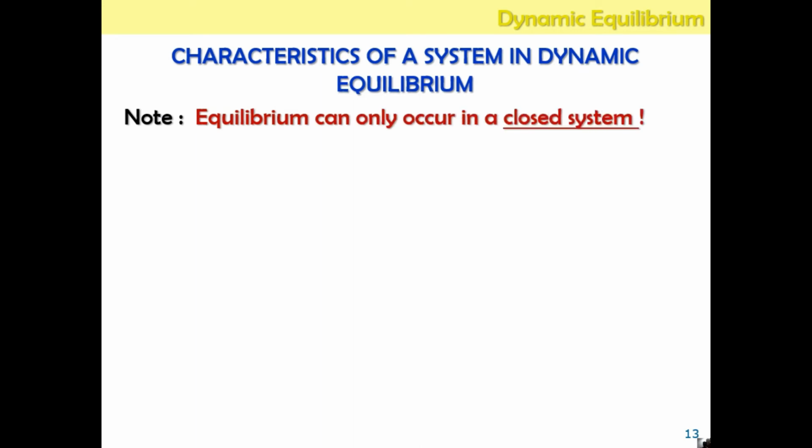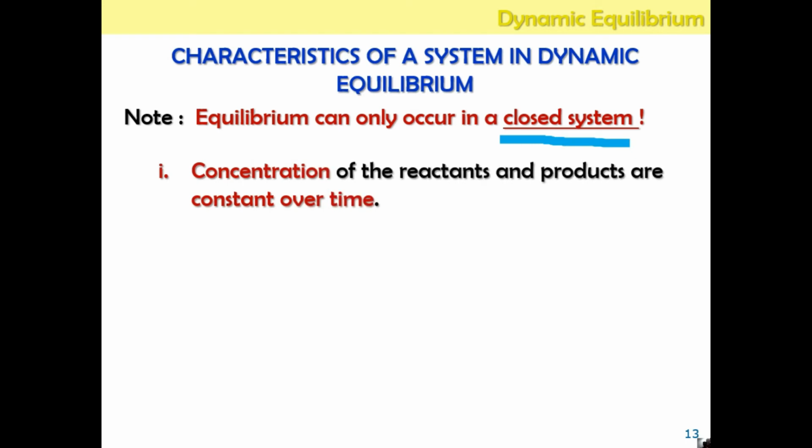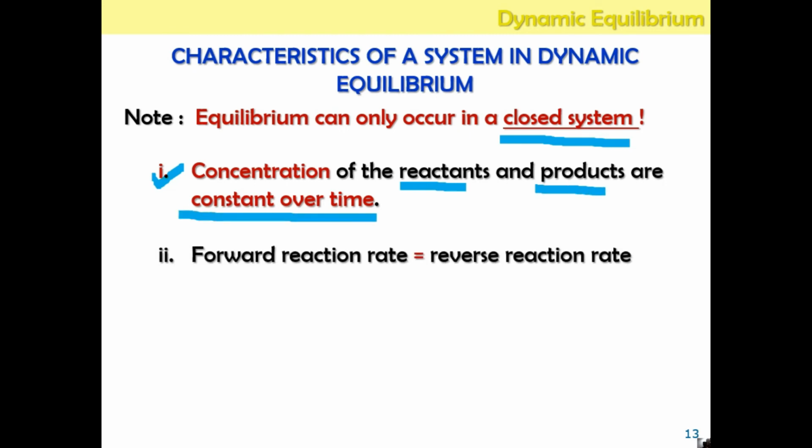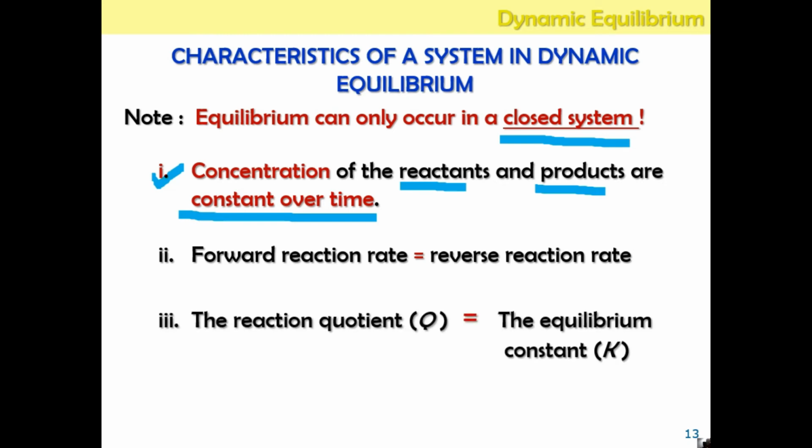Characteristics of a system in dynamic equilibrium. Please remember, equilibrium can only occur in a closed system. The first is the concentrations of the reactant and the product are constant over time. The second is the rate of the forward reaction is equal to the rate of the reverse reaction. And the third is the reaction quotient Q is equal to the equilibrium constant. We will explain in the next slide what the equilibrium constant is.